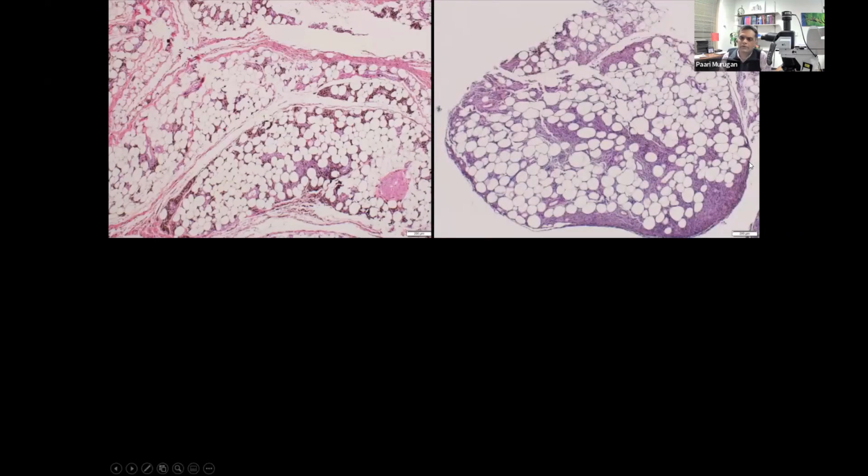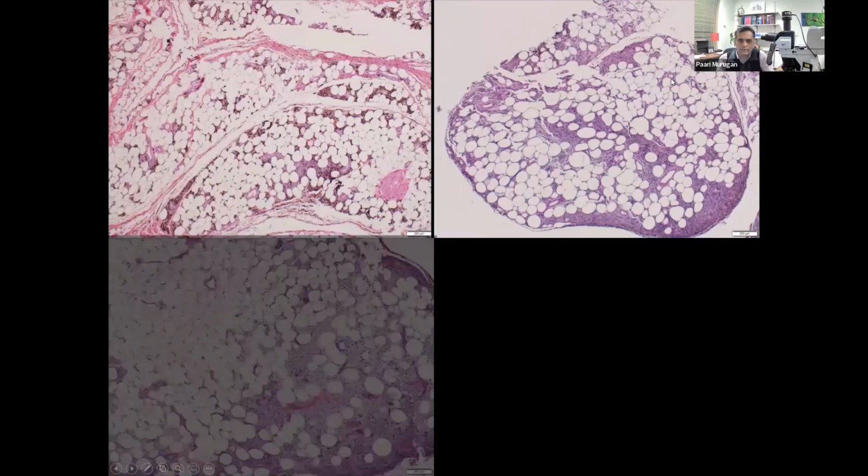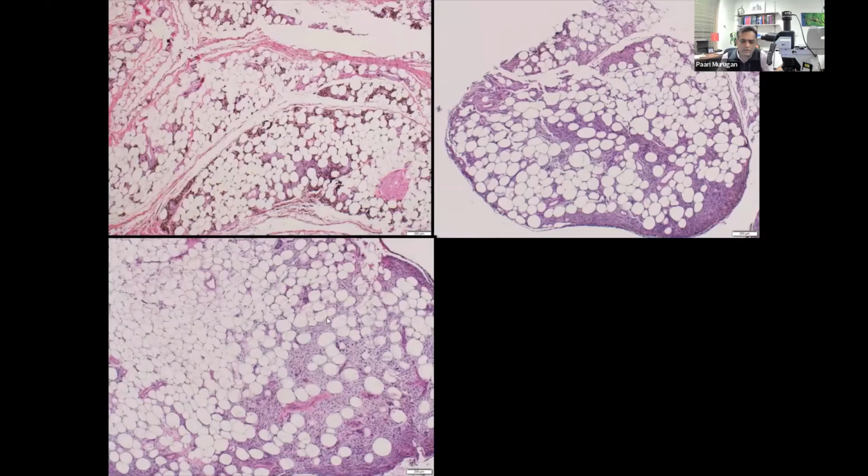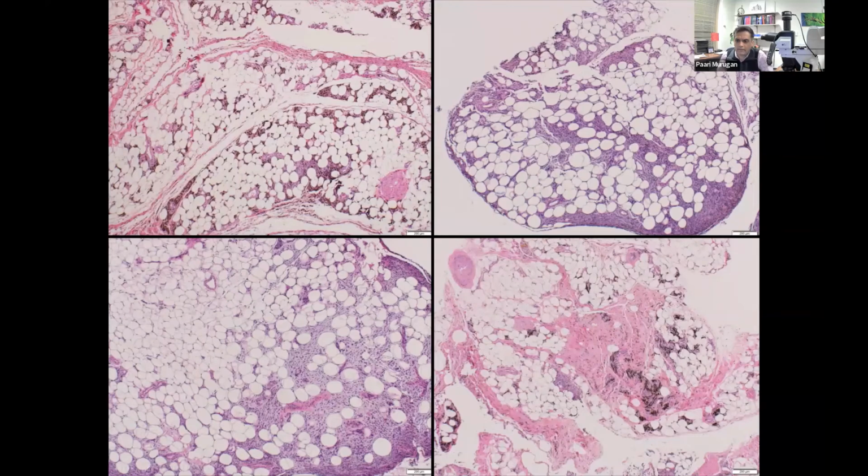Other fields, however, show a little bit of a different picture. You have spindle cell fibrous stroma that is intersecting in between the fat. So that looks different from what we saw initially. And there are other areas where the spindle cell fibrous stroma turns myxoid. And finally, we also have areas where there is a more fibrous collagenous appearance in addition to the adipose tissue and the hemosiderin pigment.